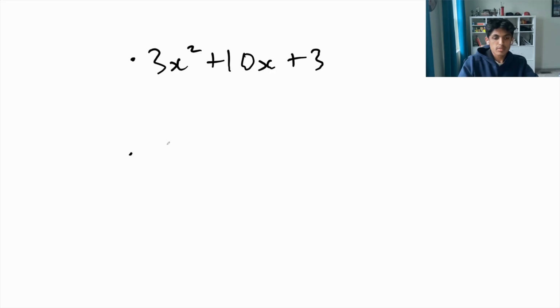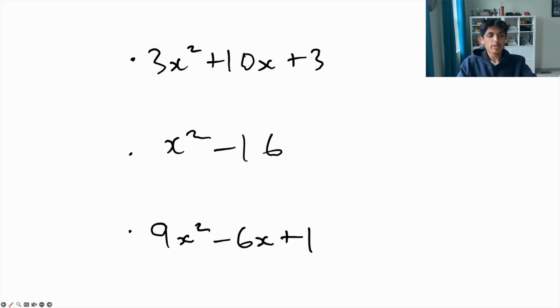So now let's do a bit of quick practice. I'm going to write these out first, and then I'll give you time to solve them. And these are going to be 3x squared plus 10x plus 3, x squared minus 16, and 9x squared minus 6x plus 1. Okay, so I will count down to 5, and once I count down, I will start working through these. So feel free to pause the video and work through these examples first and compare them to my answers. 5, 4, 3, 2, 1.